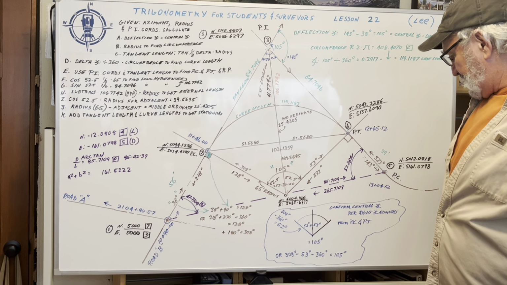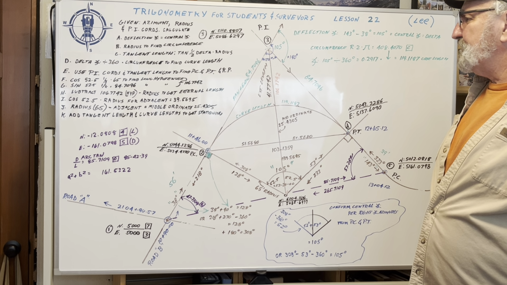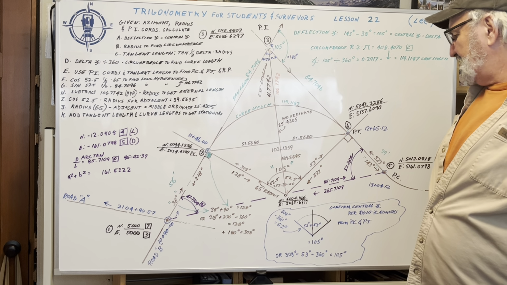So where are we now? Okay. PI coordinates to find the PC, the PT in there. So now we found the radius point.